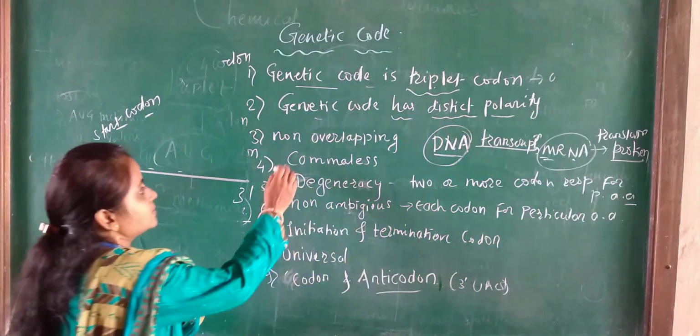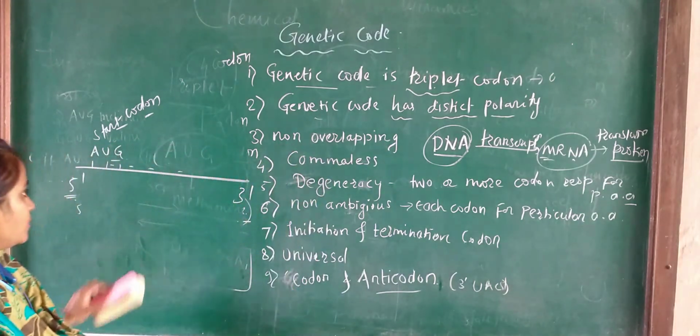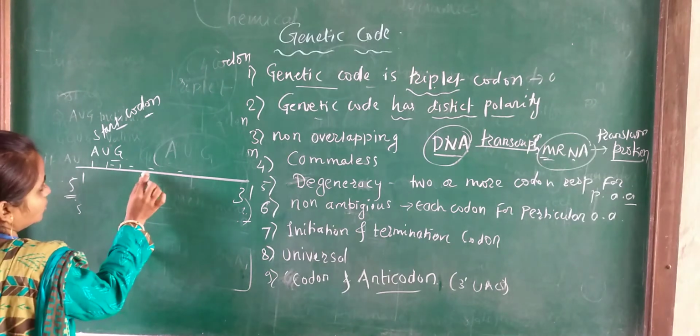Then the next characteristic: this genetic code is non-overlapping. Non-overlapping means, for example, it will not overlap.